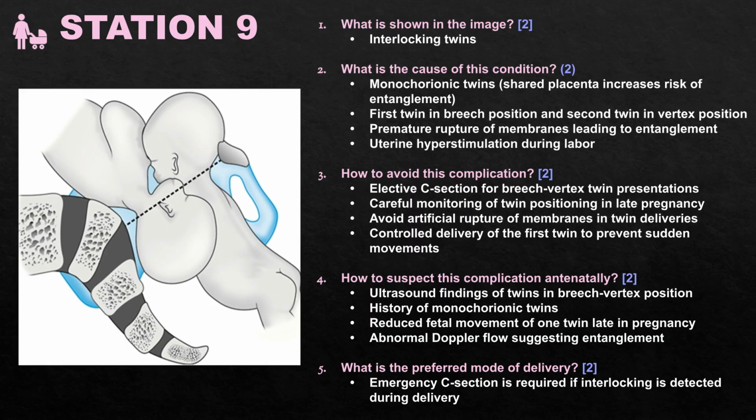How to suspect this complication antenatally? Ultrasound findings of twins in breech-vertex position. History of monochorionic twins. Reduced fetal movement of one twin late in pregnancy. Abnormal Doppler flow suggesting entanglement. What is the preferred mode of delivery? Emergency C-section is required if interlocking is detected during delivery.